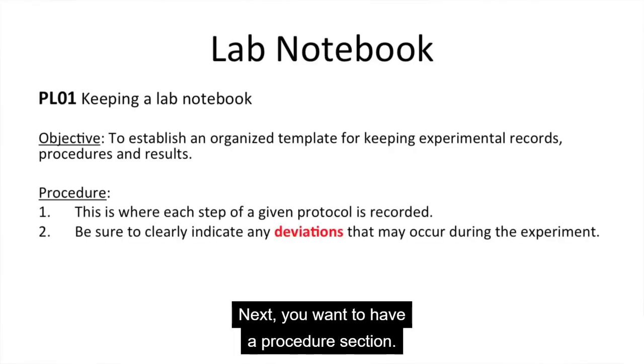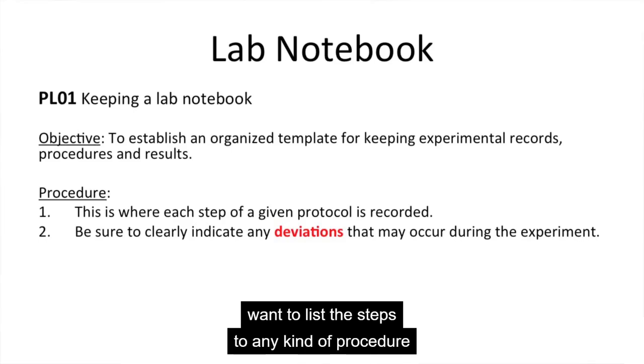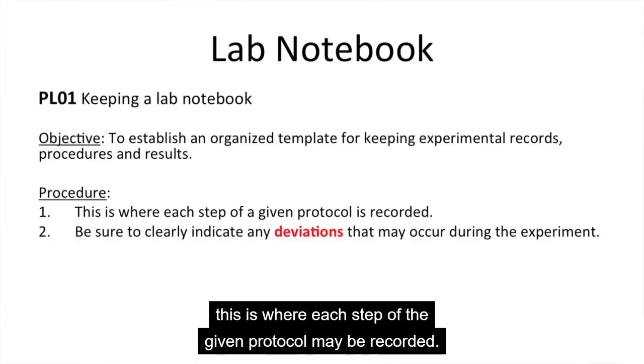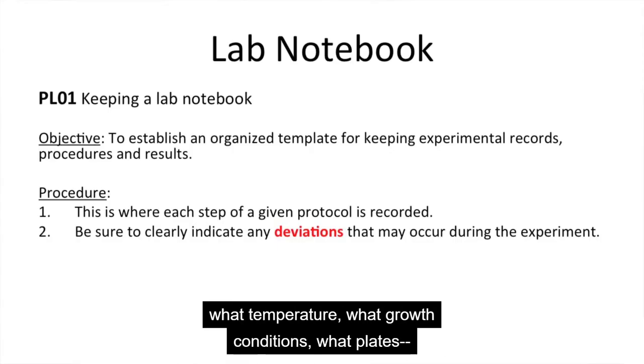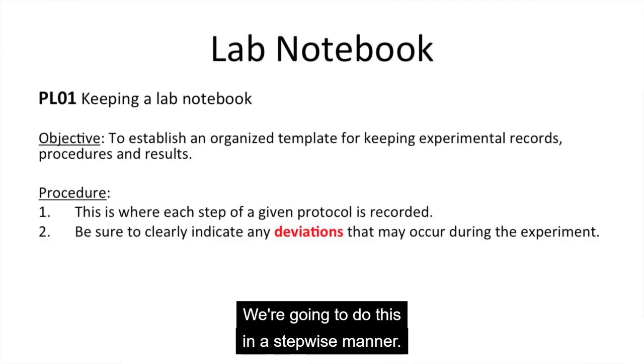Next, you want to have a procedure section. This is where you actually want to list the steps to any kind of procedure that we're going to be doing in the lab. As indicated, you can see in step 1, this is where each step in the given protocol may be recorded. This can be what kind of chemicals you use, what temperature, what growth conditions, what plates, anything like that. We're going to do this in a stepwise manner.